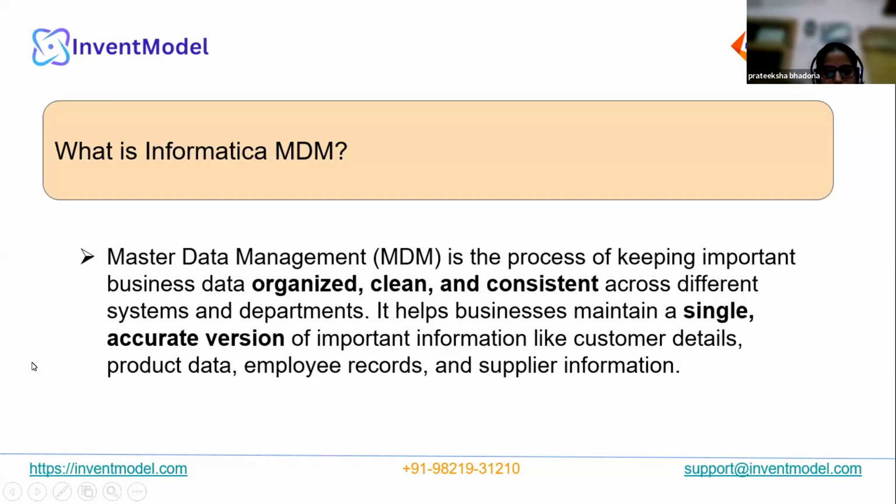As the definition says, it's the process of keeping the important business data organized, clean, and consistent across various channels, systems, or departments. So, how does it help basically? It helps the businesses to have consistent data across the different channels, so they can have the correct information like customer details, the product data, the records, which is very important information for any customer. So, yes, can we move on to the next slide?